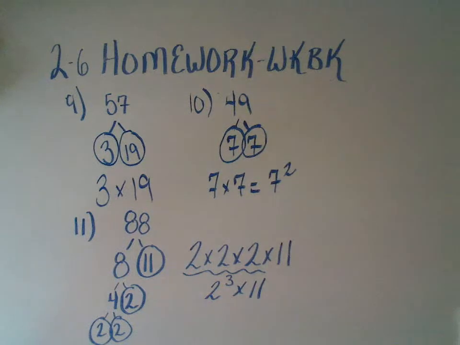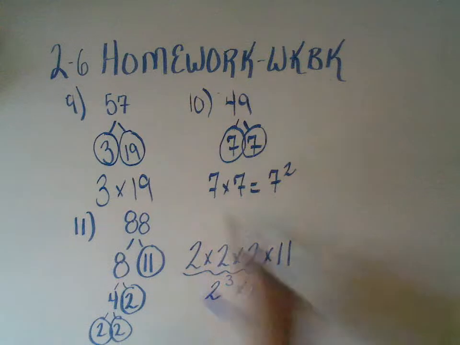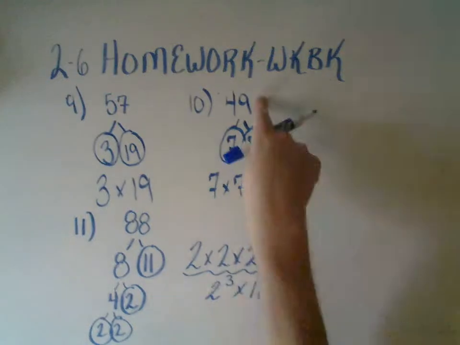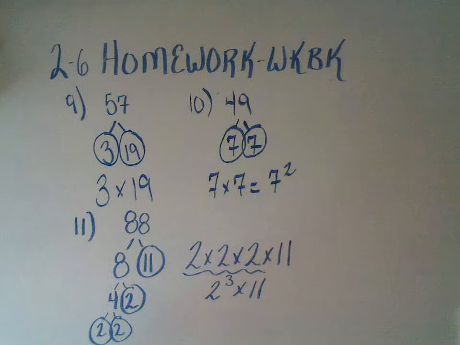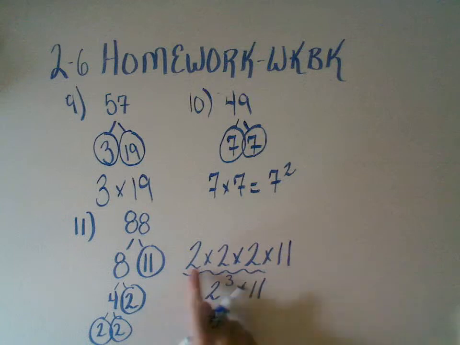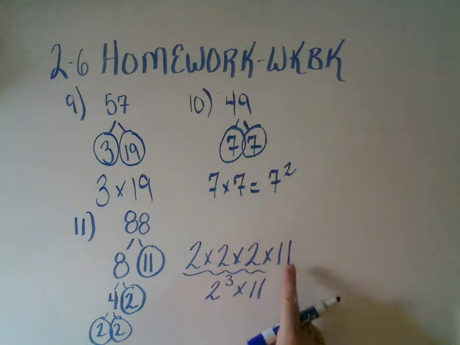And of course, you can check any one of these. If we go back up here to this one, 7 times 7 does make 49. So as far as that part goes, as long as we have all prime numbers, that's good. 2 times 2 times 2 times 11. 2 times 2 is 4, times 2 is 8, times 11 is 88. So that's how we know we did this one correctly, as long as we have all prime numbers in our answer.